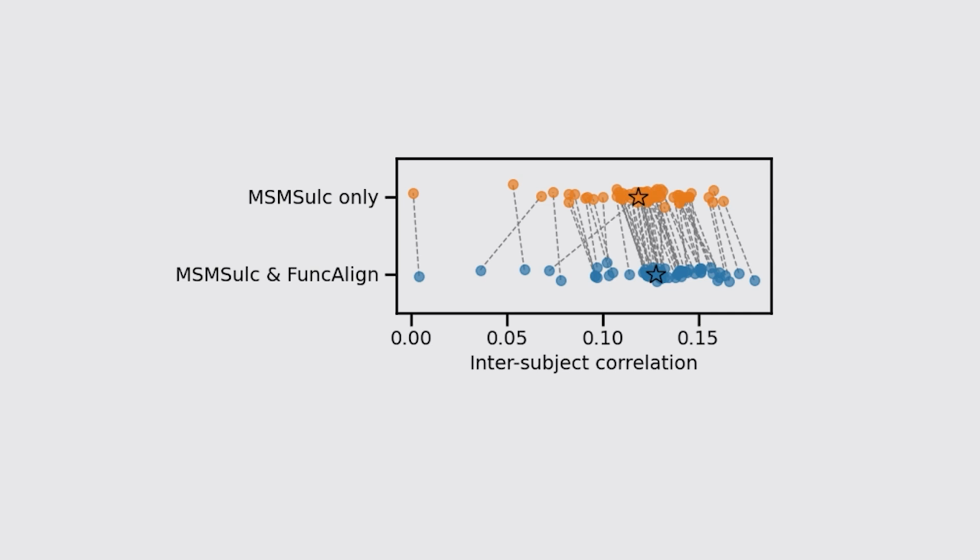And what you can see is that for almost every single subject, the inter-subject correlations are better after functional alignment as compared to with MSM-Sulc alone. Now, you might also ask, why have I labeled the bottom, the blue group, as MSM-Sulc and functional alignment? That's just to illustrate to you that this functional alignment is something you do to data that's already been registered in a rough way with MSM-Sulc. So the functional alignment is a sort of scrambling of vertices that you do afterwards.